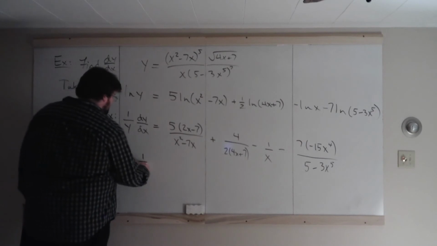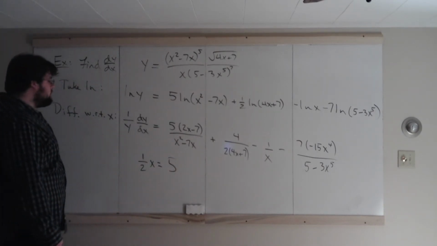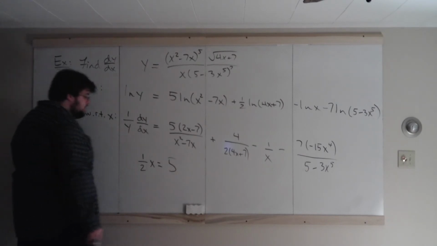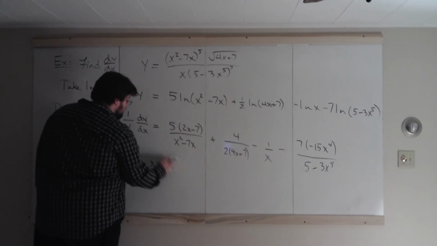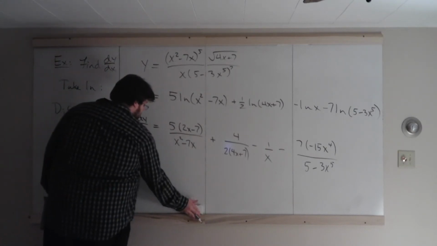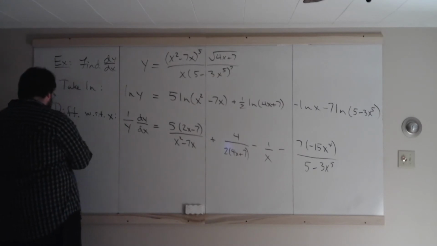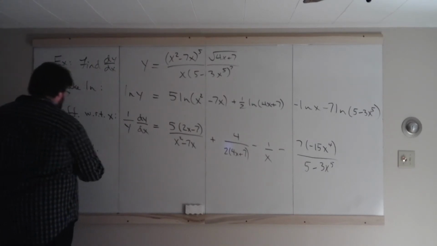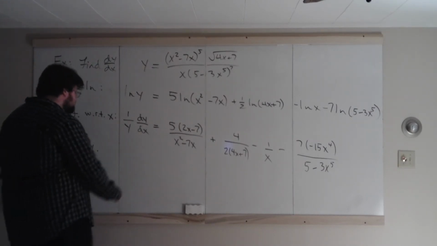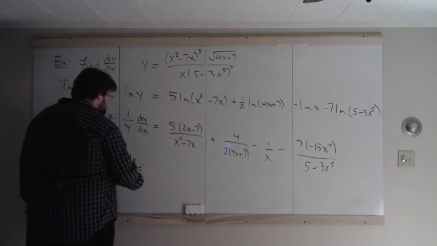How would you solve for x, for half x equals 5? Well, you'd get rid of the half by multiplying by 2. So we're going to do the same thing here. We're going to get rid of this 1 over y by multiplying everything by y. So I'll say solve for dy dx.